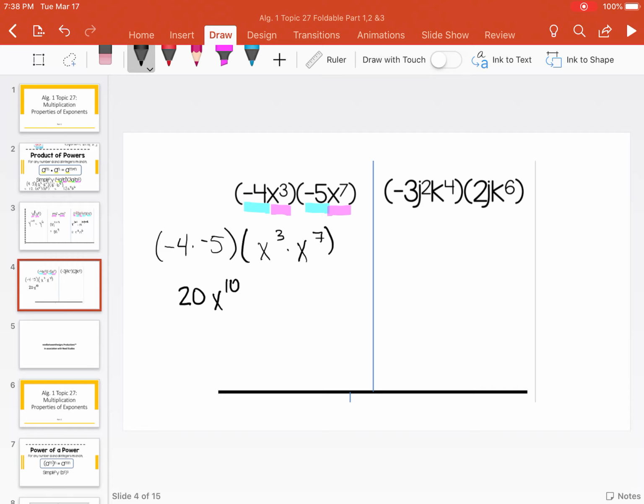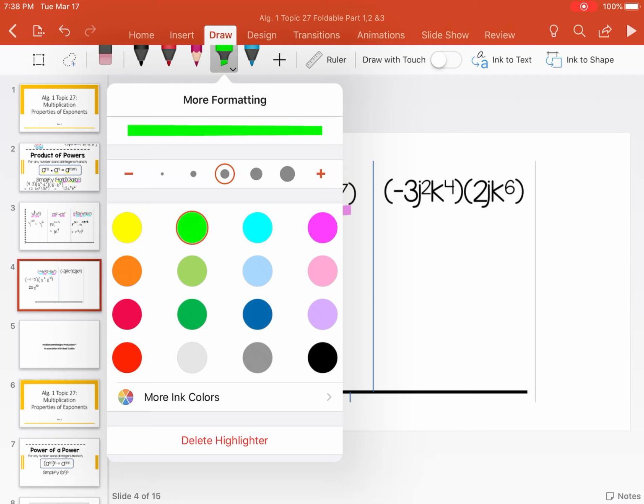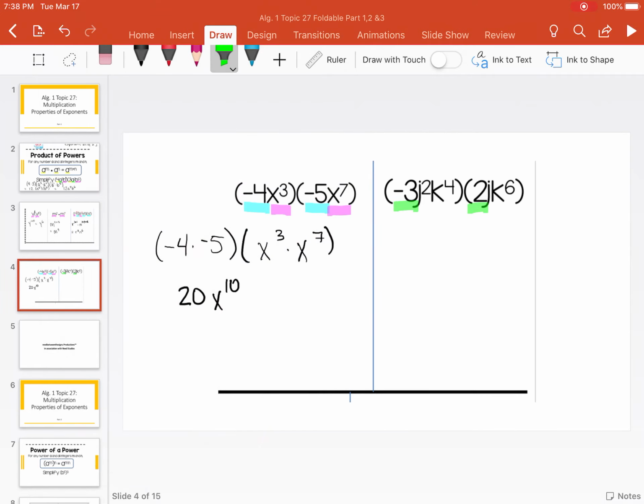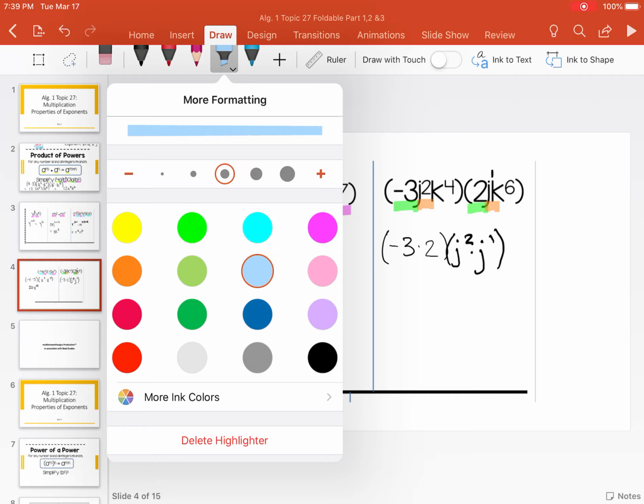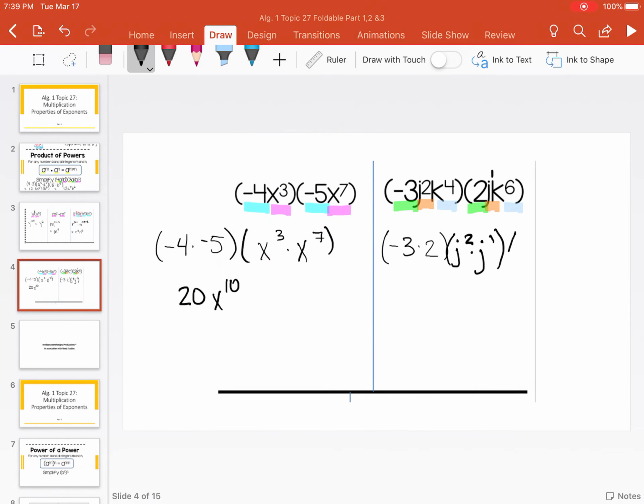So what we're going to do with our next problem, we have negative 3j squared k to the 4th times 2j k to the 6th. So let's regroup our coefficients together. We have negative 3 times 2. And then our j, let's do orange. And notice here how in our second factor, this is j to the 1st because it doesn't have an exponent. So if we're going to group this together, we have j squared times j to the 1st. And then our last one, we have k to the 4th times k to the 6th.